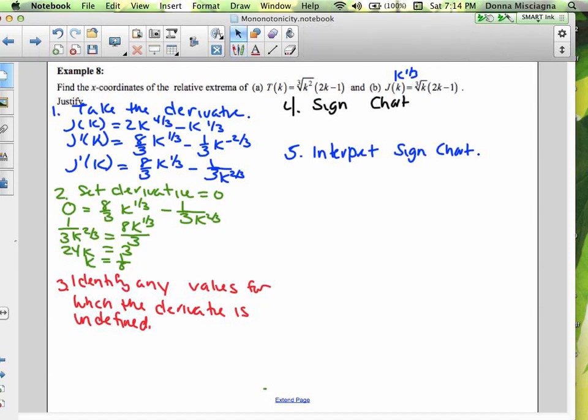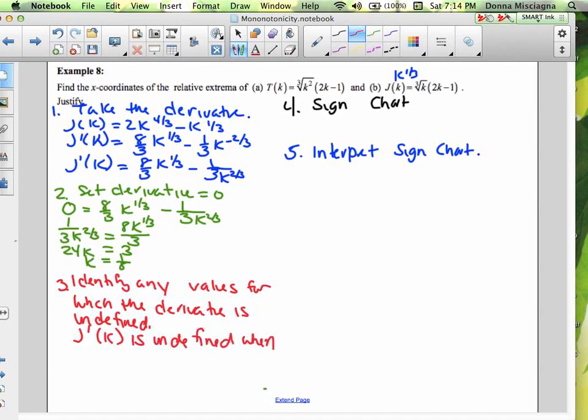Identify any values. Again, we have solved the same problem, right? So j prime of k is undefined when k equals 0, since 1 over 3k to the 2/3, or 0 to the 2/3, is undefined. All right, so again, this is our critical point here too. Another critical point.